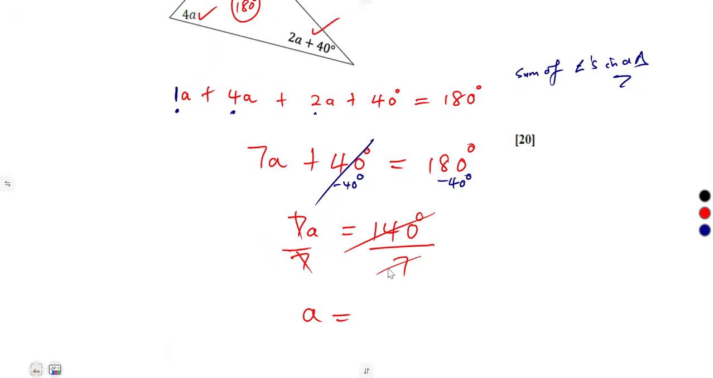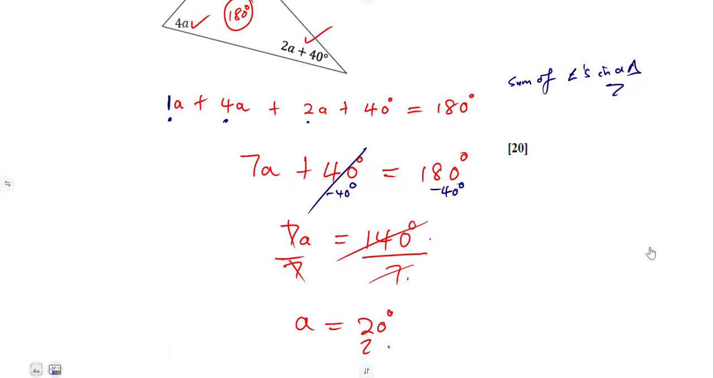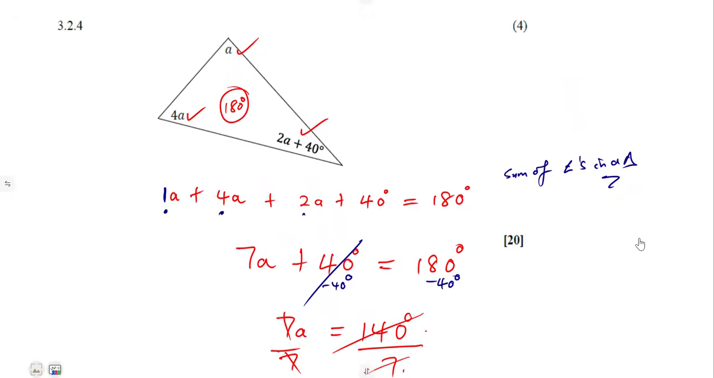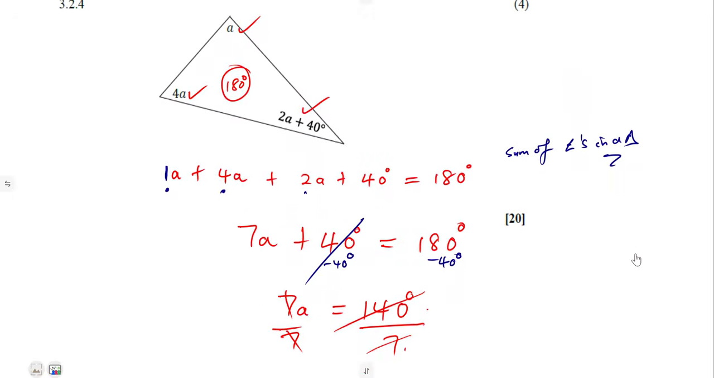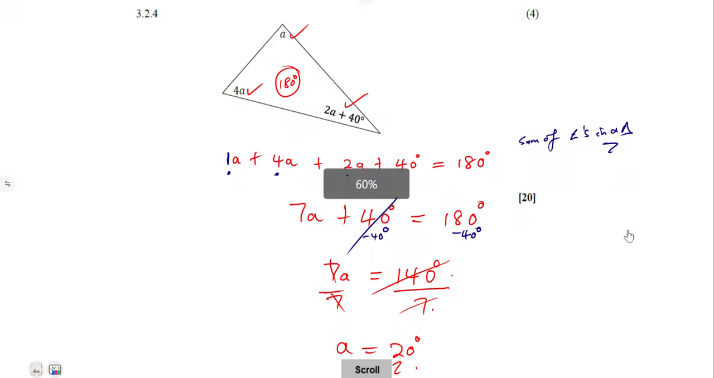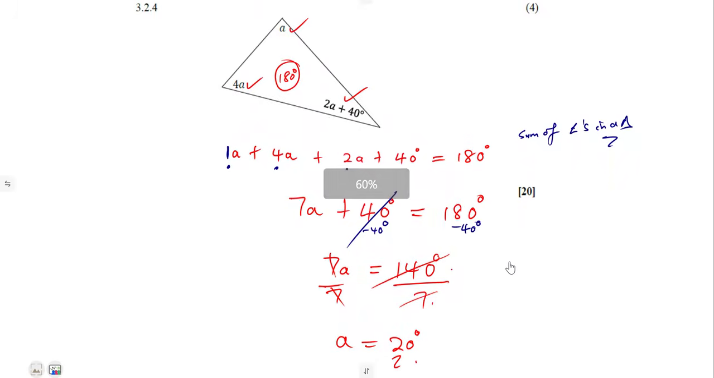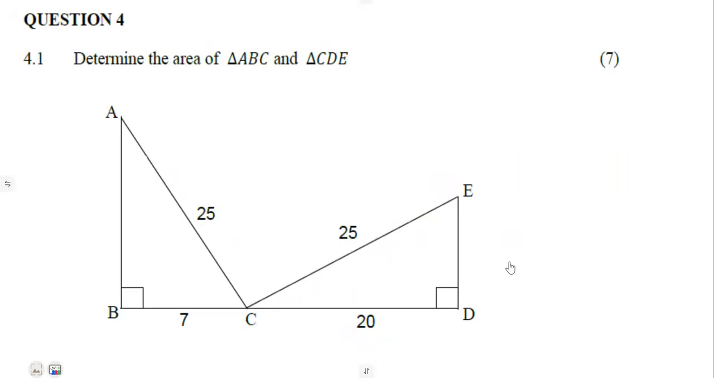So to determine the value of A, you can simply divide by 7. 140 divided by 7 is going to give us what? 20 degrees, just like that. So that is it, the angles in a triangle concept. You can use that concept. Angles in a triangle, they add up to 180. So using that, you form an equation, you solve it.